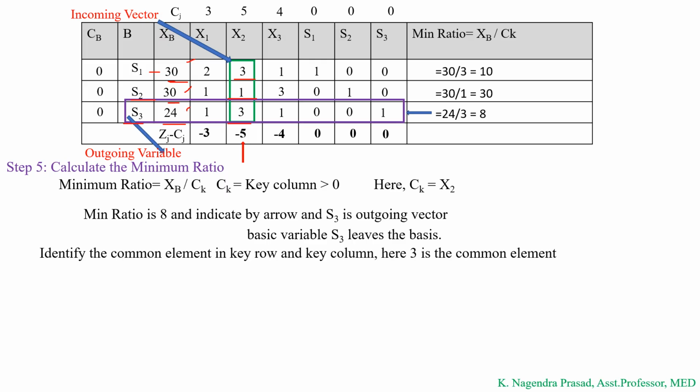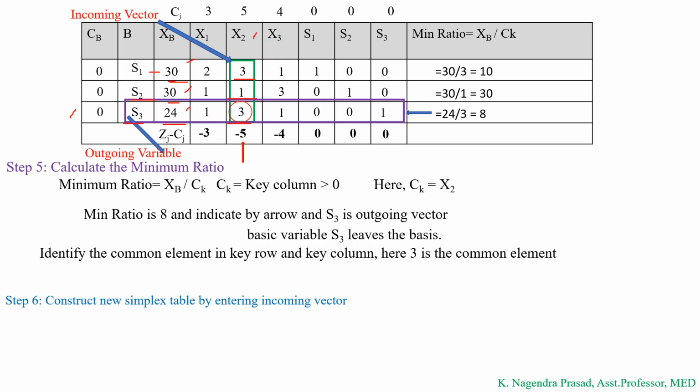So next we have to identify the common element in the key row as well as in the key column. Here the key column is the x2 column and the key row is the S2 row. Then the common element in the key row as well as the key column is the 3, and this 3 we are calling the common element. So that is the key element.